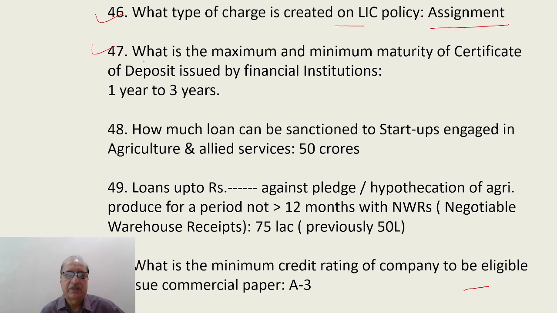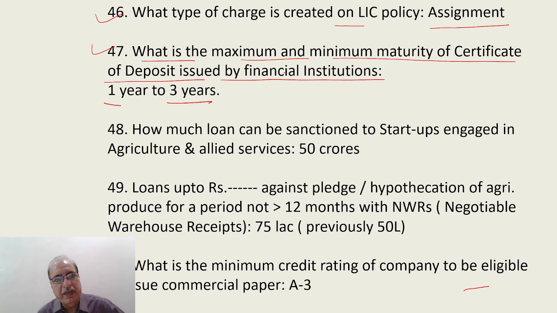Question number 47. What is the maximum and minimum maturity of a certificate of deposit issued by a financial institution? This is 1 year minimum and maximum 3 years, in the case of a financial institution only. If it is issued by a bank, it will be from 7 days to 365 days, up to 1 year. But for a financial institution, 1 year to 3 years.